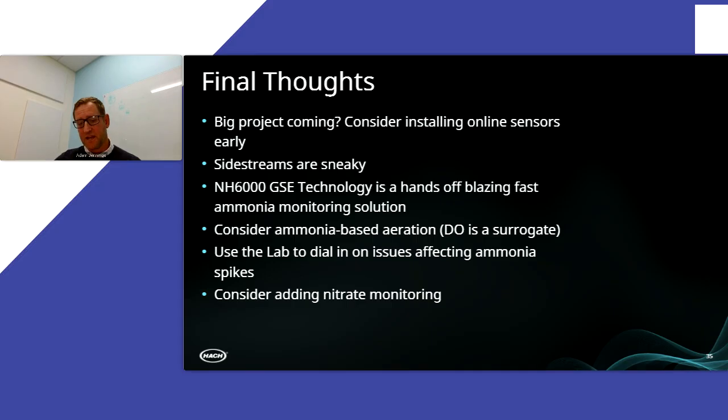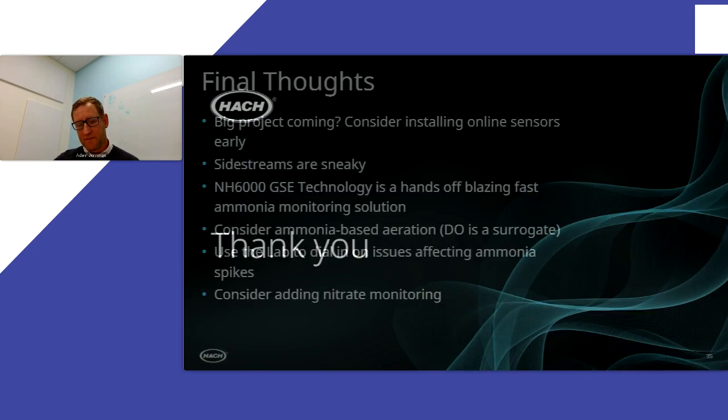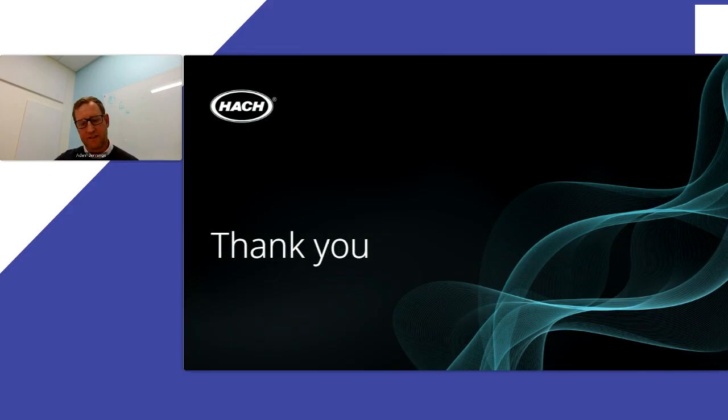And then consider nitrate monitoring, as those who might have total nitrogen limits coming, or increased total nitrogen, total inorganic nitrogen, NH6000 plus NT3100 equals a ton of visibility. So really helpful. Make changes with confidence and know whether you're helping the process or causing problems when you make these changes. And that wraps it up for today.